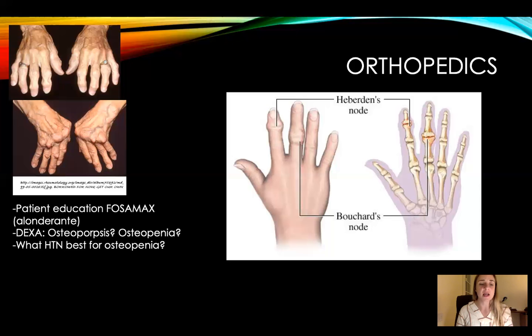So know that difference. Let's talk about the DEXA exam that you can order for your patients so you can diagnose between osteoporosis and osteopenia. Now, what's the difference between the two?